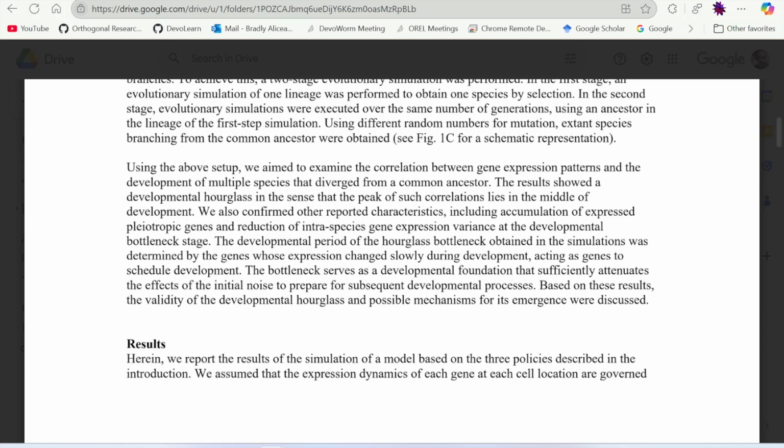So this is this scheduling process where you get this change in gene expression over development, and there's this sort of schedule to it. The bottleneck serves as the developmental foundation that sufficiently attenuates the effects of initial noise to prepare for subsequent developmental processes. Based on these results, the validity of developmental hourglasses and possible mechanisms for its emergence were discussed.